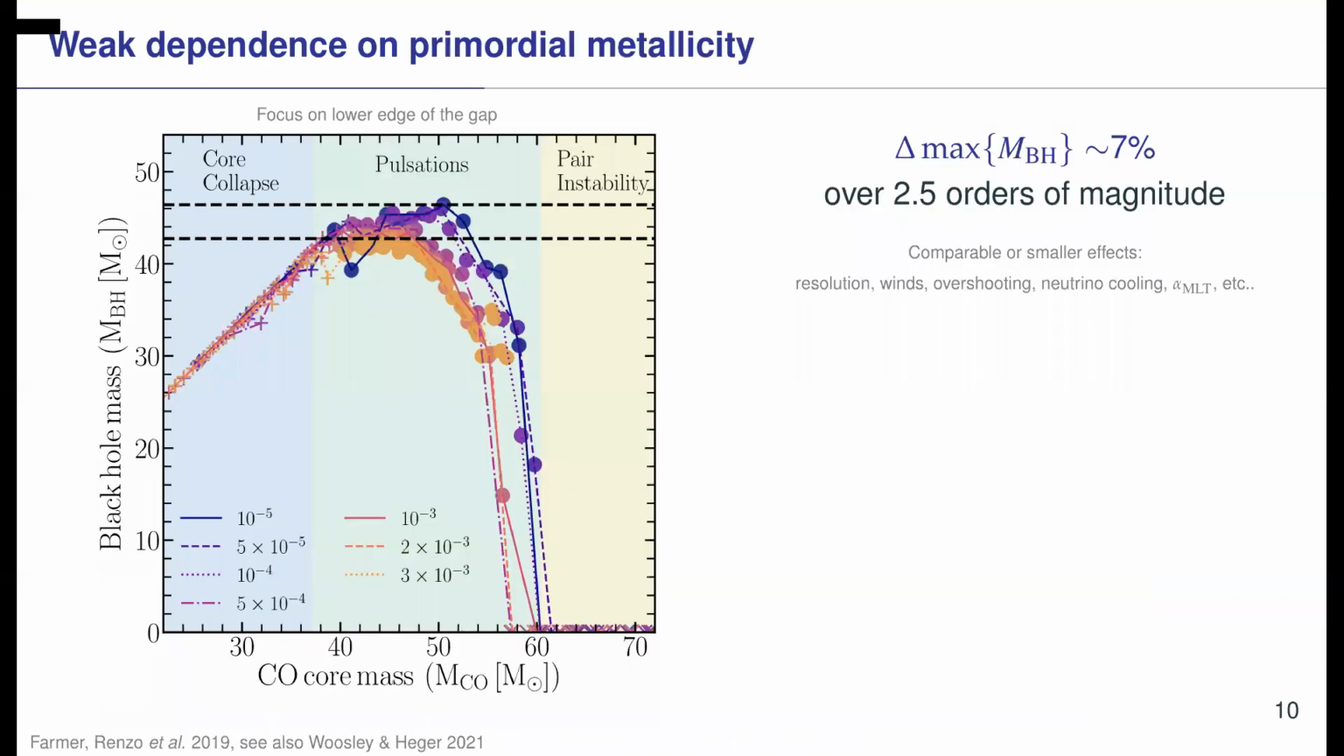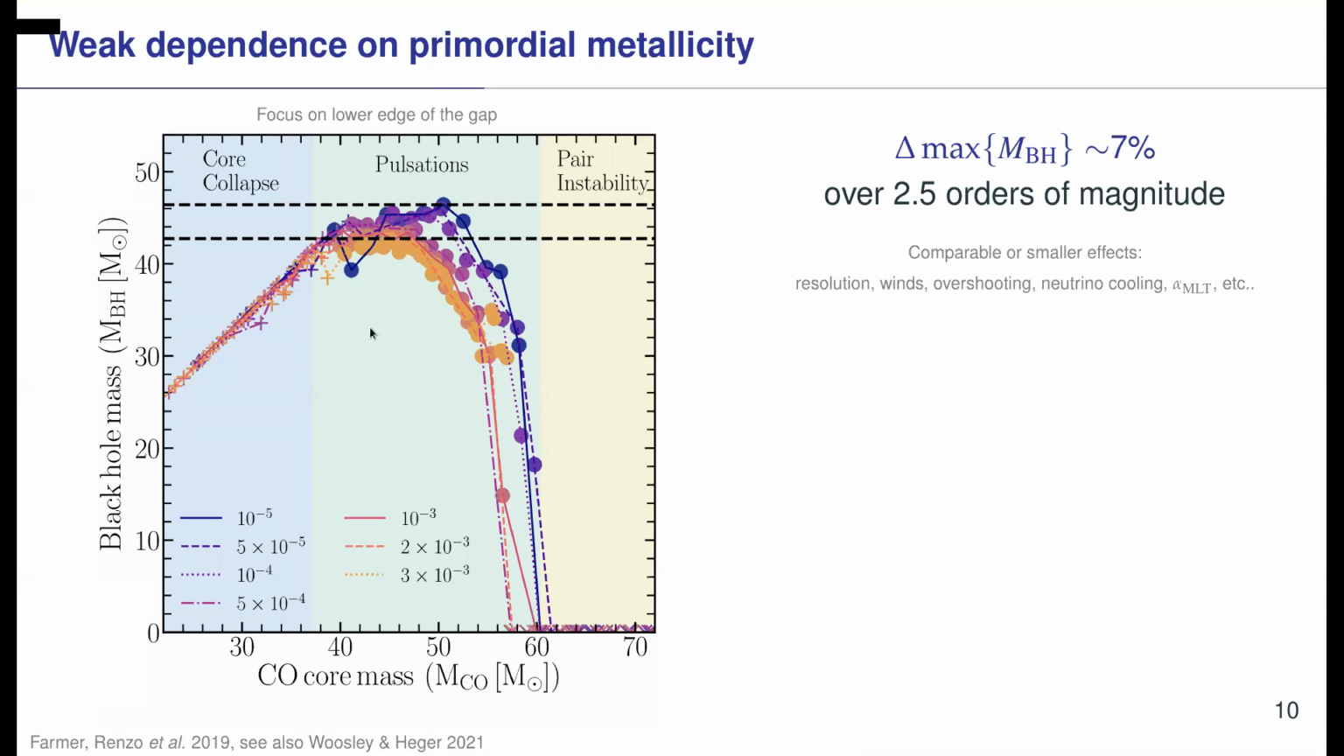Just to showcase the robustness of these results, this plot shows a zoom in on the bottom left corner of the previous plot. So we're showing again the black hole mass as a function of the carbon oxygen core mass. And now each color here corresponds to stellar models computed at different metallicities. So you can think of these as stars in different galaxies throughout the universe history. And as you can see, the range in metallicity goes over about 2.5 orders of magnitude.